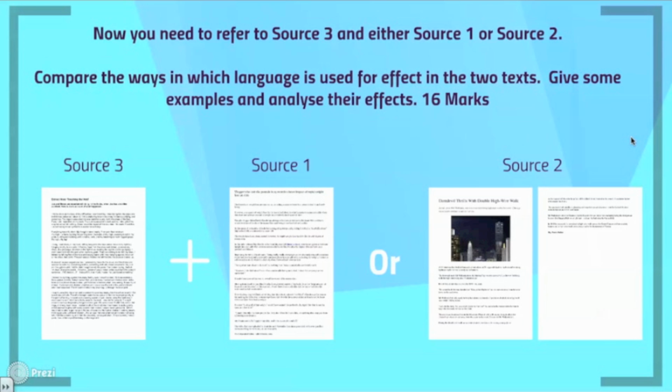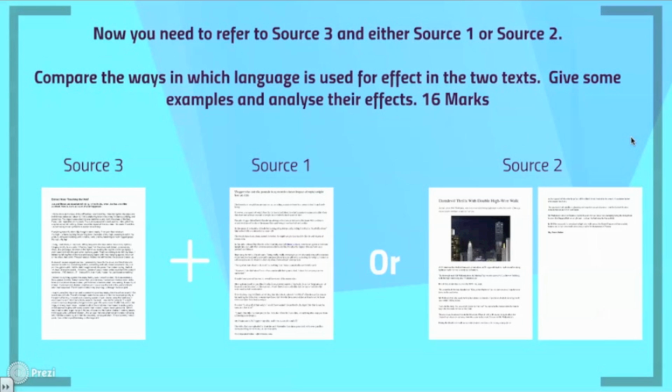Everybody, welcome to this video which will provide you with a sample answer for question 4 on the AQA GCSE English and English language papers for the higher tier. In part 1 and part 2 of the how-to videos, I went through what you needed to do in order to be able to answer this question.